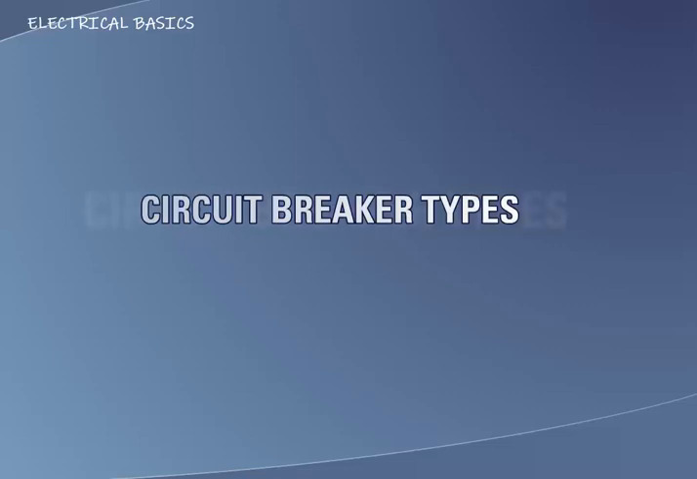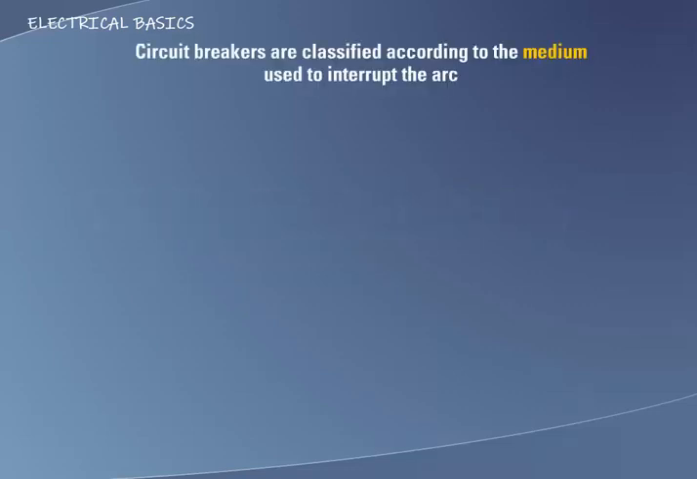Breaker types. Circuit breakers are classified according to the medium that is used to interrupt the arc. The mediums are air, oil, sulfur hexafluoride, or SF6, and a vacuum.